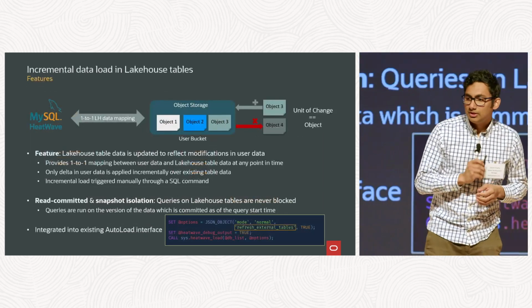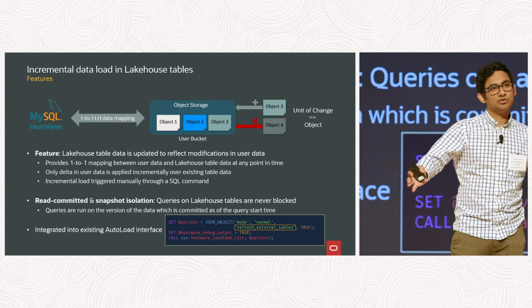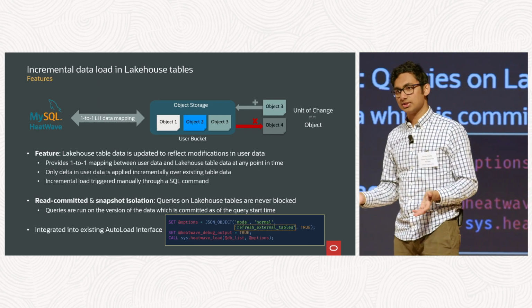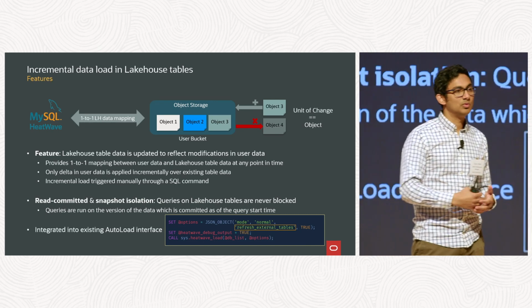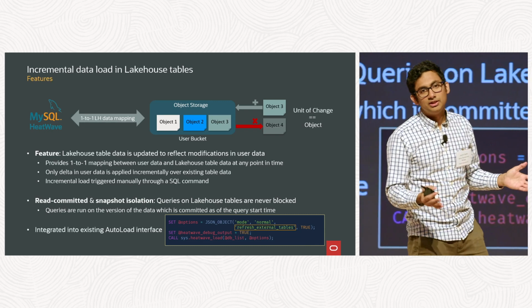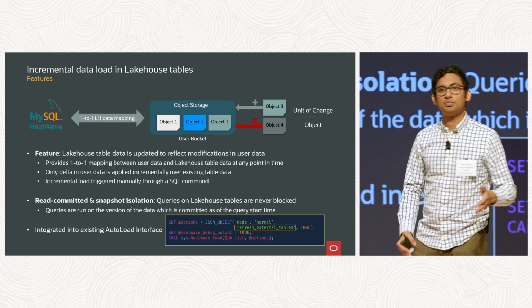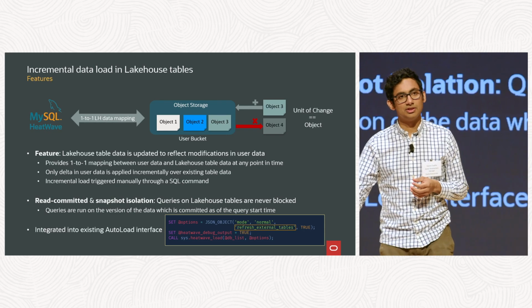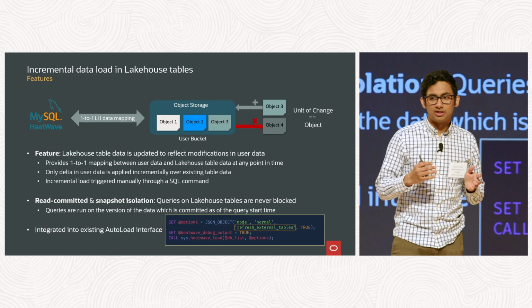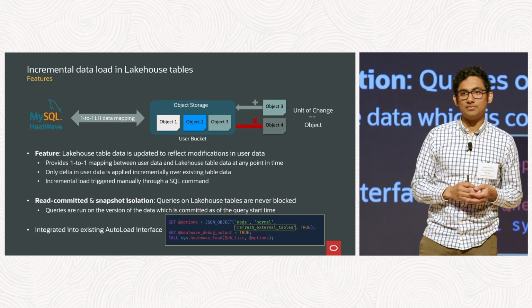So up till now, HeatWave Lakehouse has been able to load a snapshot of your data. Now, if your data changes, new files get added. Maybe you want to keep only the last 30 days of data in your table. A new day rolls by, and you want to drop the 31st day of the data and get the newest day's data into HeatWave Lakehouse. You can do that now with what we call the incremental data load in HeatWave Lakehouse.